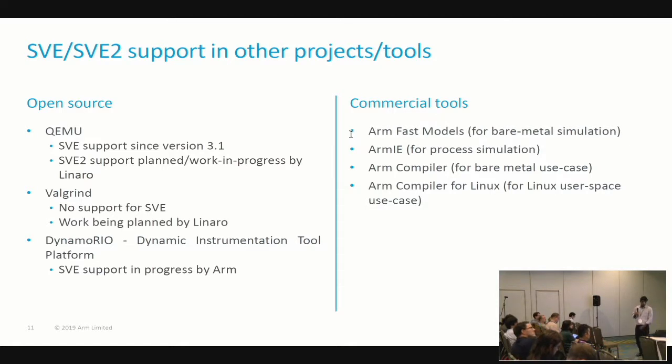On the commercial tools, we have something called ARMIE, which is a user space emulation, which is equivalent of QEMU in some sense. But it's built on DynamoRIO, so you can write some plugins, analyze memory accesses, instruction count, that kind of thing, much easier than QEMU, which is mostly built around emulation. And the commercial compilers, like I talked about for HPC, the last one is the HPC compiler, the Linux user space compiler, which supports SVE today.